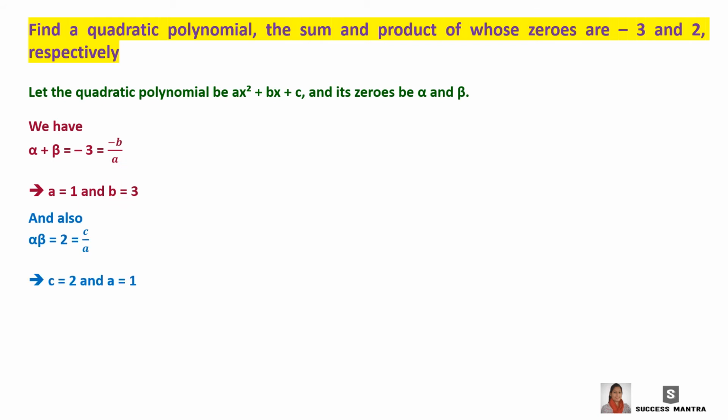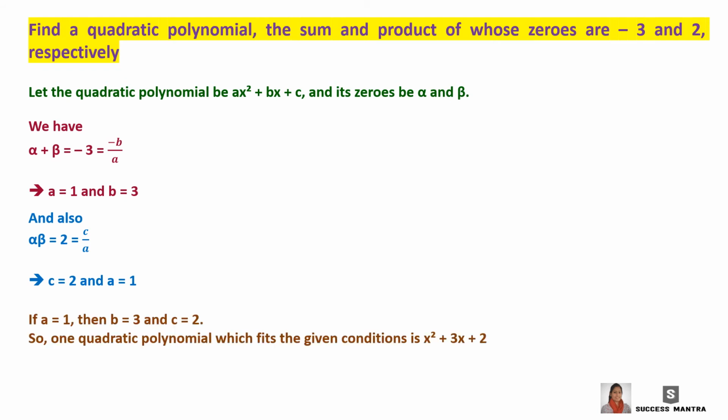And from the question we can write alpha beta is equal to 2, which is equal to constant term divided by coefficient of x square. So 2 is equal to c by a. So from that we can write c is equal to 2 and a is equal to 1. So we got the values of a, b and c. Now we substitute this in the general equation to get the quadratic polynomial. So if a equals 1, then b equals 3 and c equals 2. So one quadratic polynomial which fits the given condition is x square plus 3x plus 2.